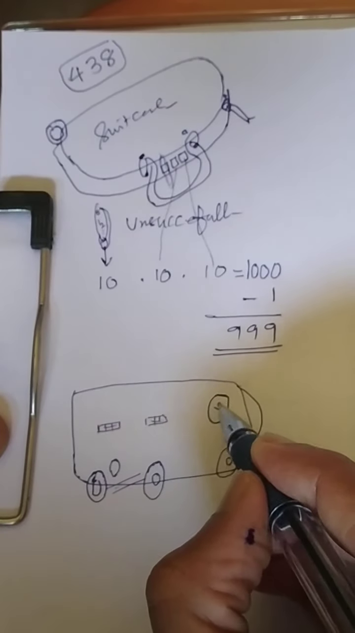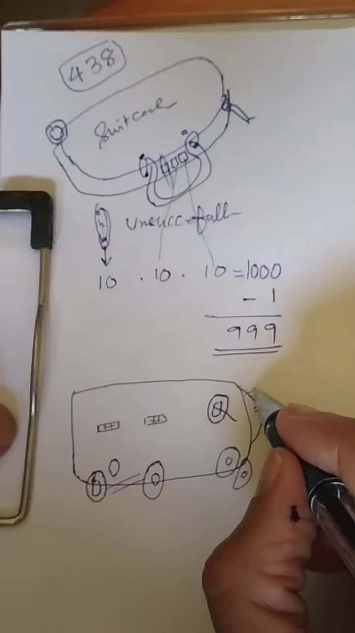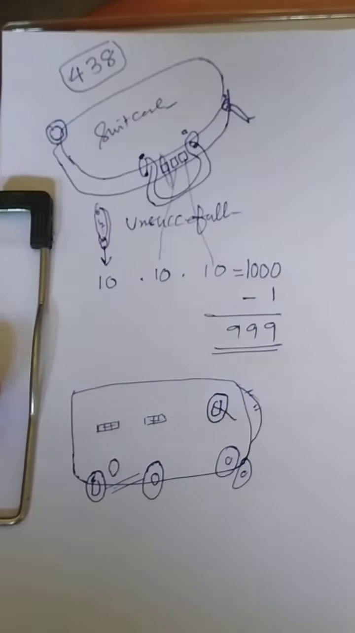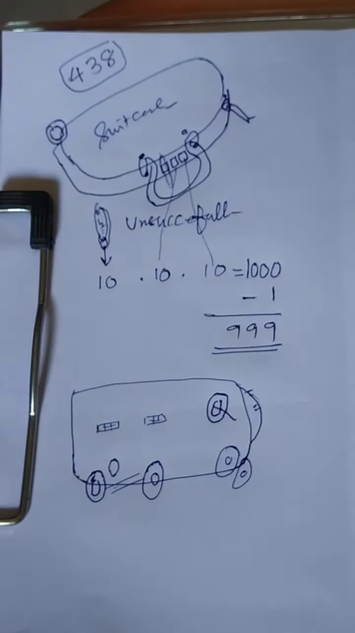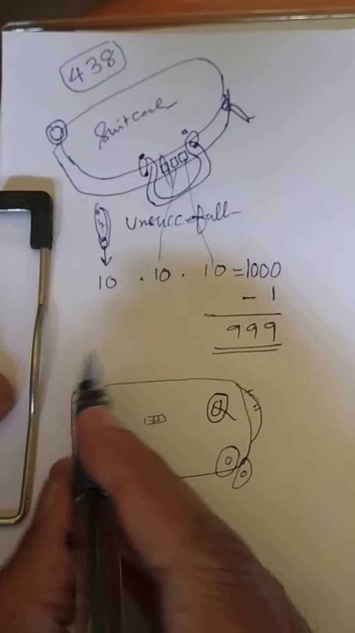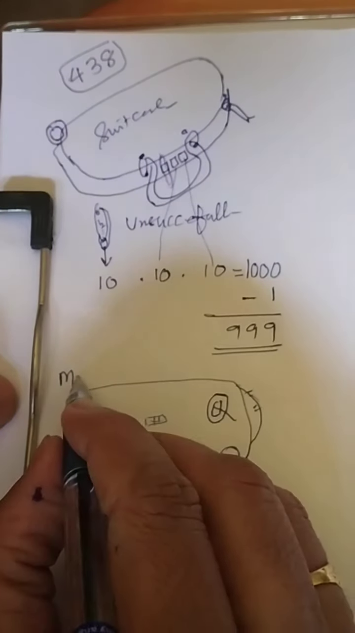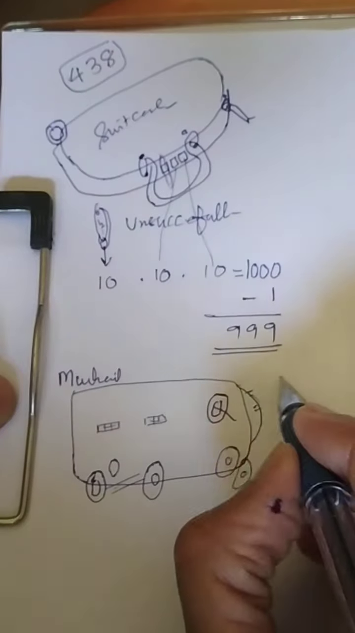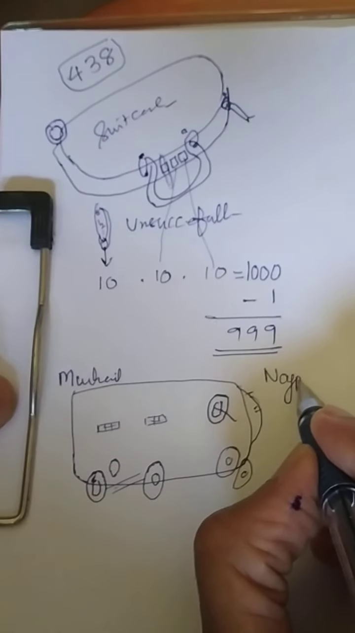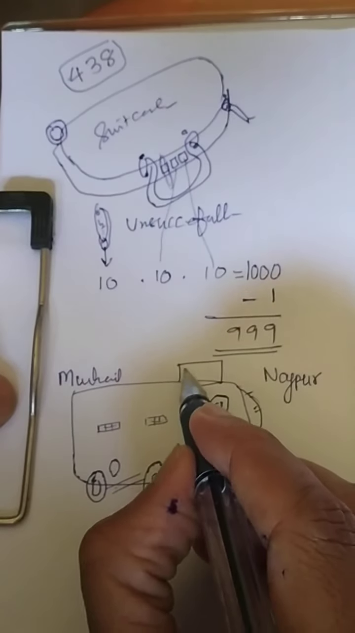Yes. This is a bus. This is the window. Wipers are running over here. No, that is okay. This is a bus. This bus is starting from Mumbai, and from Mumbai it is going to Nagpur. And the middle stop, somewhere here, is Pune.